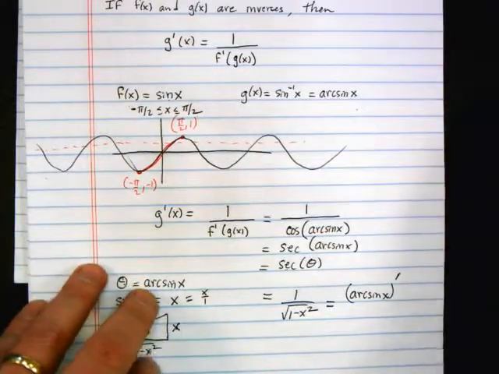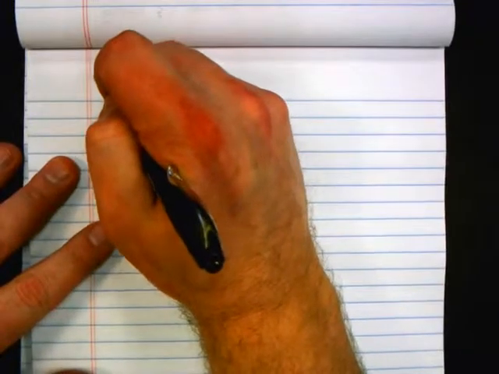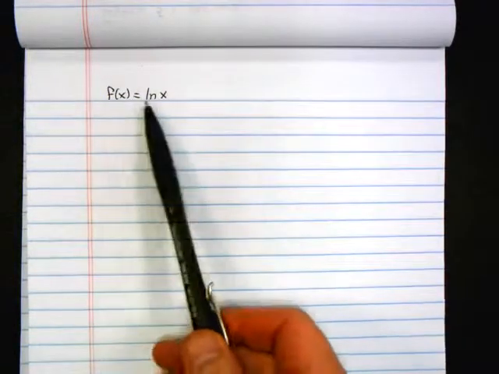All right, my last example of this. I'm going to let f of x equal ln x. Does ln x have an inverse? Yes or no? 50-50 chance of being right. No. No, you're wrong. Why does f of x equal ln x have an inverse? Because it's 1 to 1.